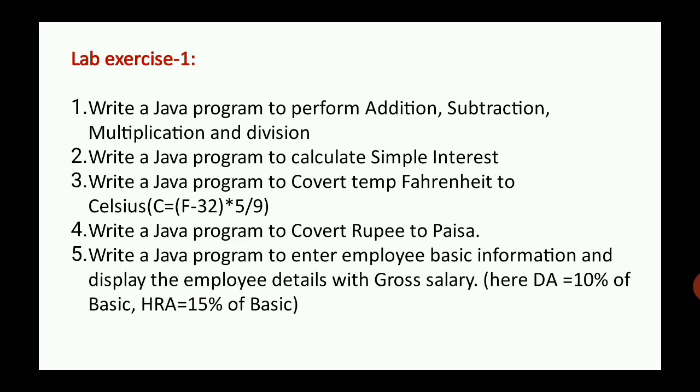The same way, you have to write down the simple interest formula. What is the formula for calculating simple interest? PNR upon 100, that means principal, number of years and rate of interest multiplied, divided by 100. So what are the inputs required for calculating the simple interest? P, N and R. So you have to declare these three variables and a fourth one for storing the simple interest.